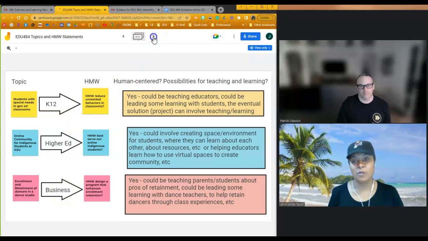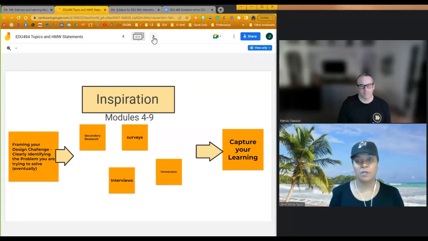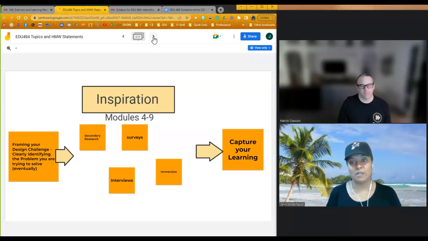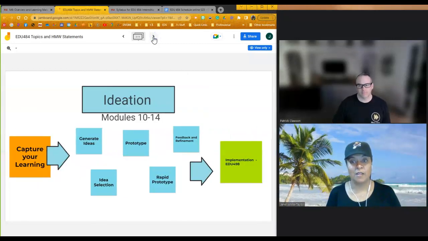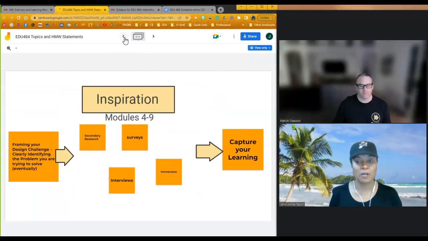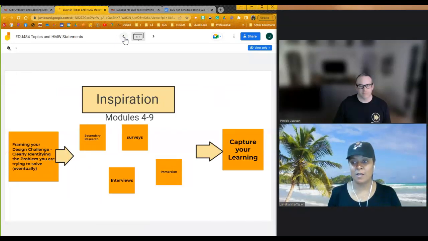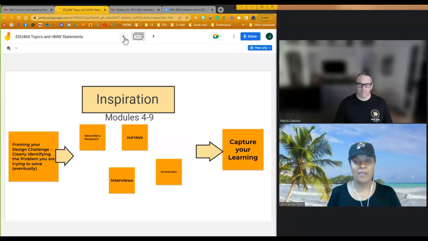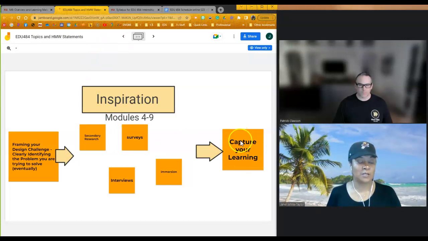As we continue with this, I want you to look at this just so we're in the same kind of mindset. This course focuses on really two ideas, inspiration and then ideation. So the course is segmented into that. In Module 4, we started this whole concept of framing your design challenge. And then, 2 weeks ago, we were looking at secondary research. Now we're looking at surveys and interviews. We're going to also look at some immersion activities. And then after we do all that, we're going to pull everything together into a capture your learning type document.